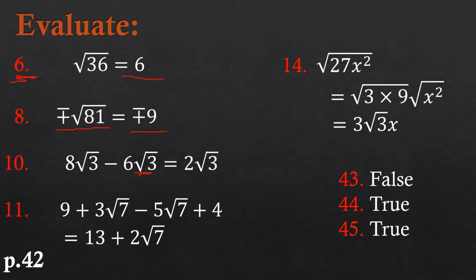Okay, and for number 10, we have 8 square root of 3 minus 6 square root of 3. As the square roots are the same, we will combine the numbers in front. 8 minus 6 equals 2 square root of 3.